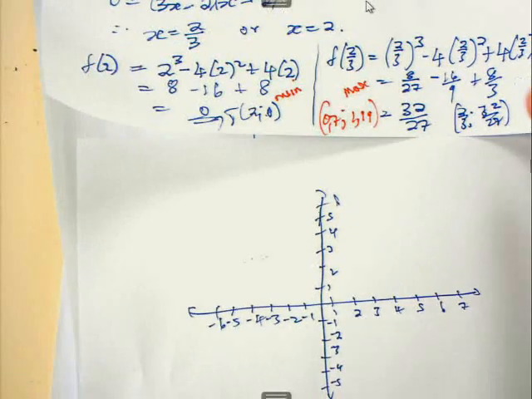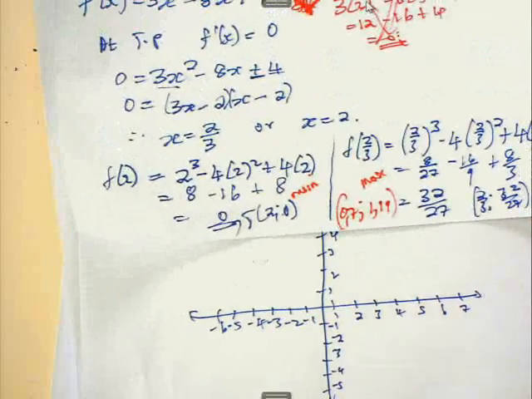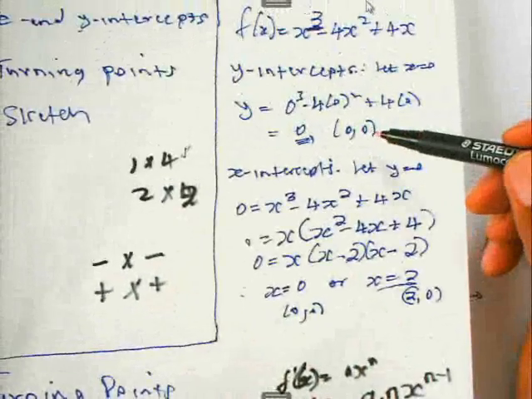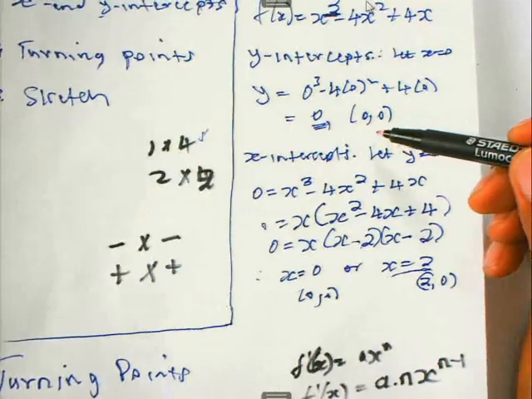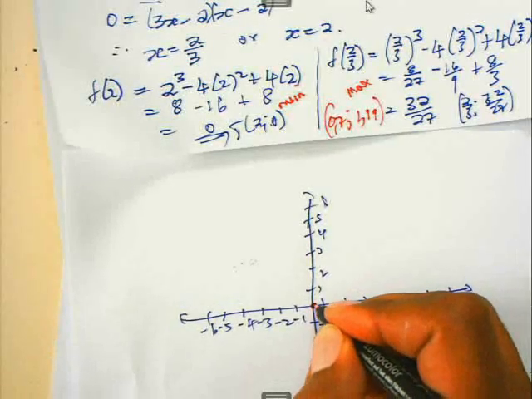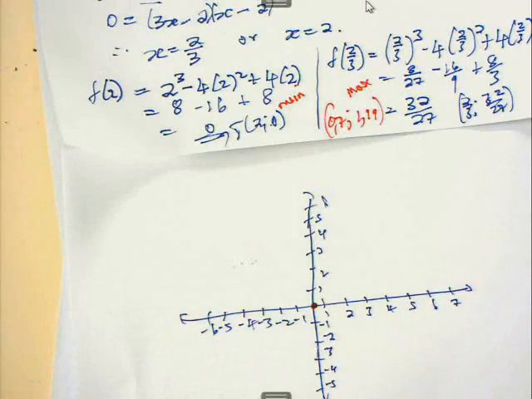Right. Now we must put in the information. We can start with the y-intercept. What are the coordinates of the y-intercept? We said 0, 0. Then you indicate our y-intercept there. It means the graph will go through there, through the origin.